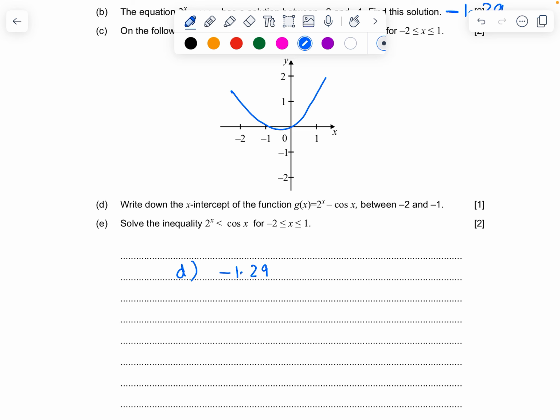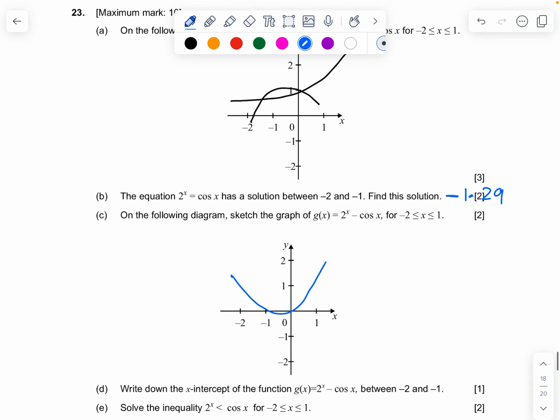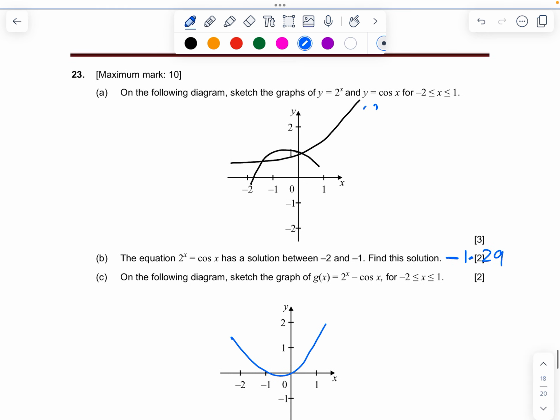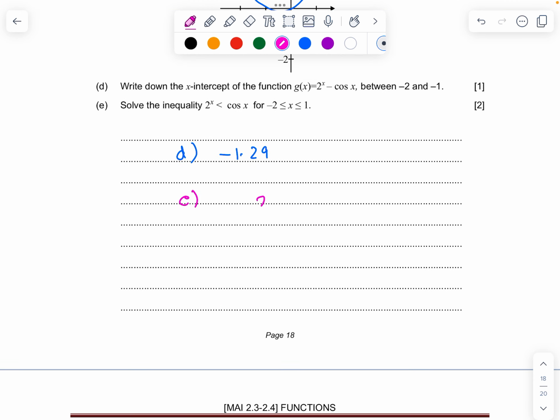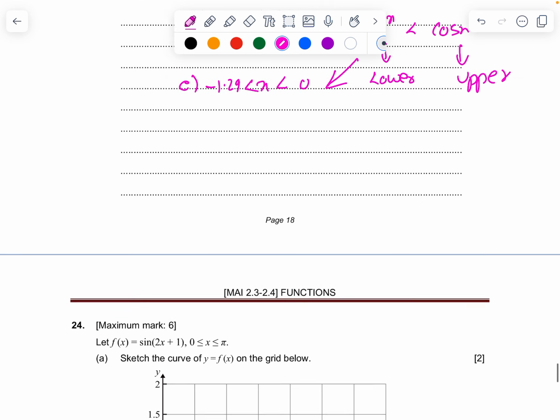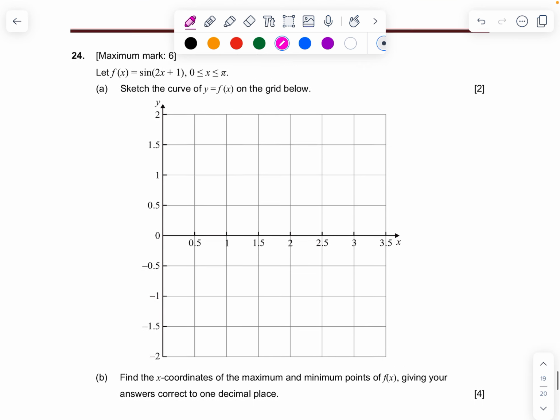When 2 power x is less than cos x, this is 2 power x and this is cos x. 2 power x is below the cos x graph between these 2 points. What are those 2 points? X lies between negative 1.29 and 0. 2 power x should be less than cos x. So this should be the lower curve and this should be the upper curve. In between those two limits, 2 power x is the lower curve and cos x is the upper curve.